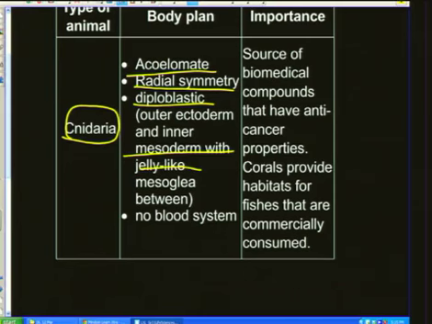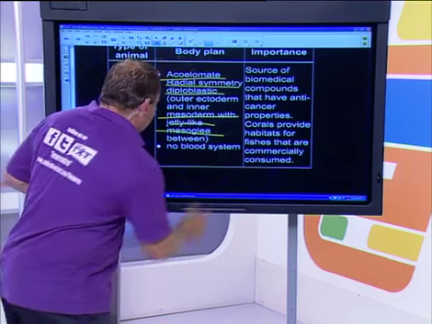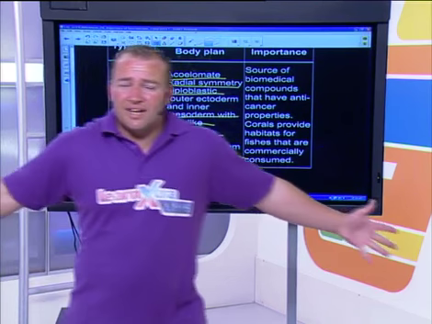This jelly-like part is found in the mesoglea. It's just in that area that's called the mesoglea. Lastly, there is no blood system again. These are simple, they don't have blood systems. The most simple organisms.